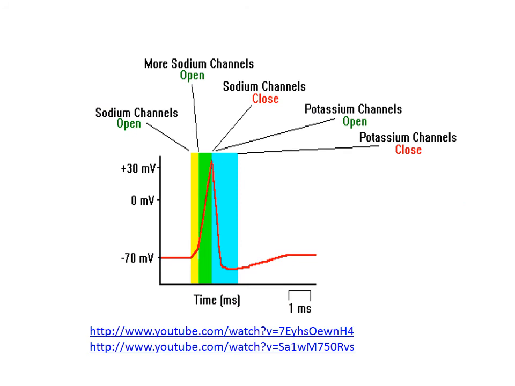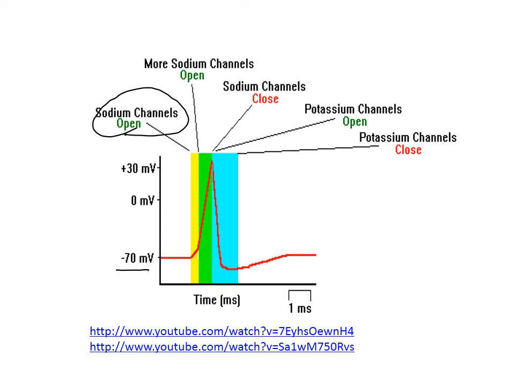And I'll show you on this picture over here. So here we are. This is negative 70 millivolts. We already established that's the resting potential of a nerve cell. Inside the cell is more negative than the outside. All right, well, that's fine. Suddenly we get some sort of stimulus, and then the sodium channels are going to start opening. That's the first thing that happens, and that's shown in yellow. More sodium channels are opening as time progresses, and that's shown in green.